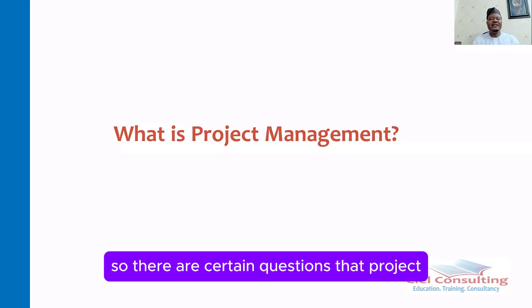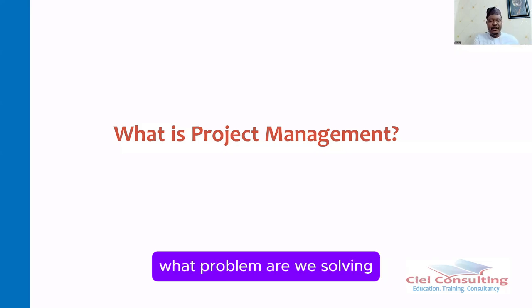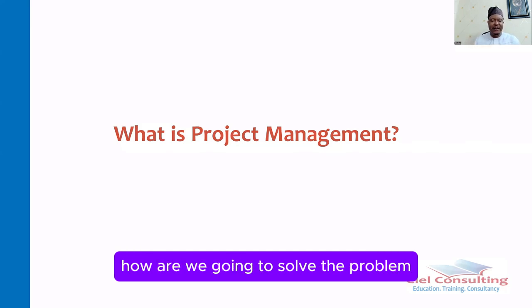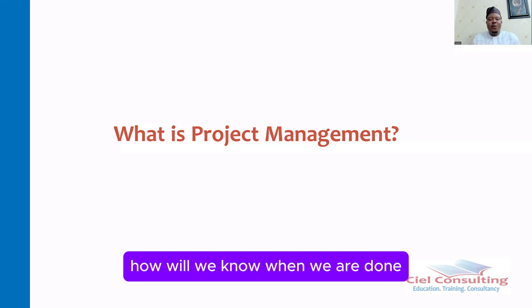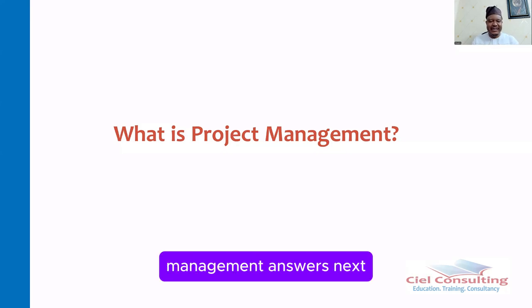So there are certain questions that project management answers. For example, what problem are we solving? How are we going to solve the problem? What is our plan for solving the problem? How will we know when we are done? And then how well did the project go? These are a few critical questions that project management answers.